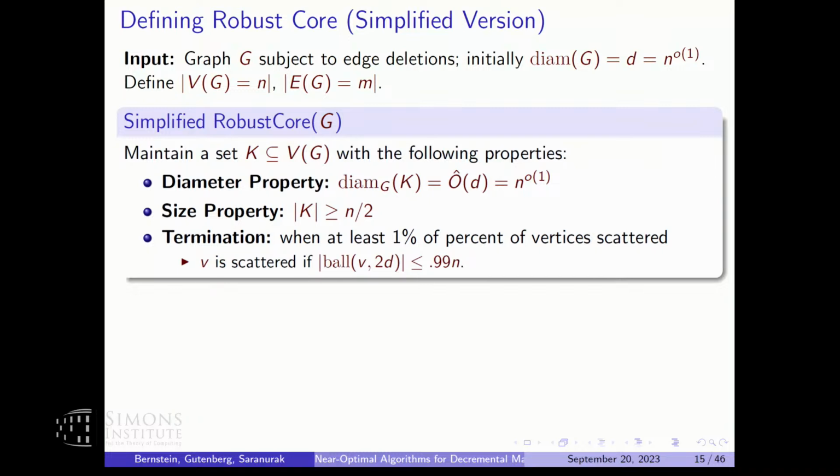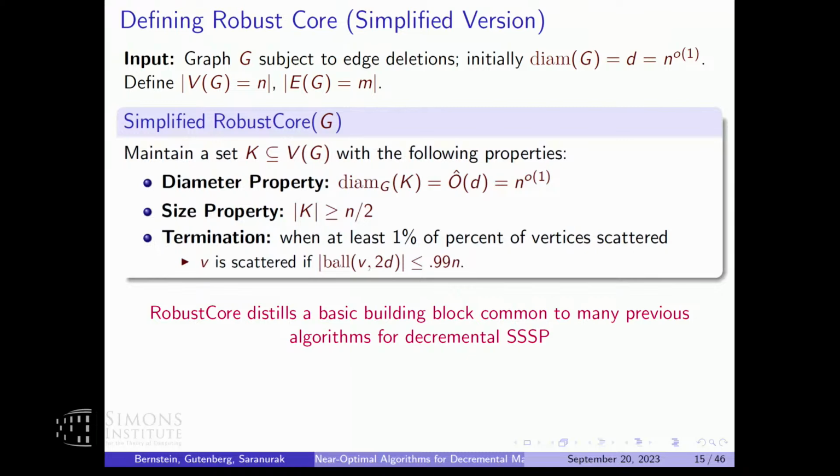And basically, we're going to terminate when there is no large core anymore. Formally, we're going to terminate when at least 1% of the vertices are scattered. So what I mean by scattered is, basically if 1% of your vertices are like this, you're allowed to terminate. So you only have to maintain the core if really almost everybody is still in the core. Formally, a vertex is scattered basically just means that the ball around that vertex is missing a constant fraction of the graph. So that's our goal. This is the problem we want to talk about. And this is all happening under edge deletions.